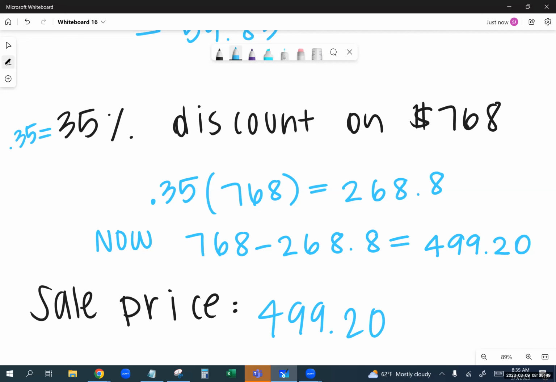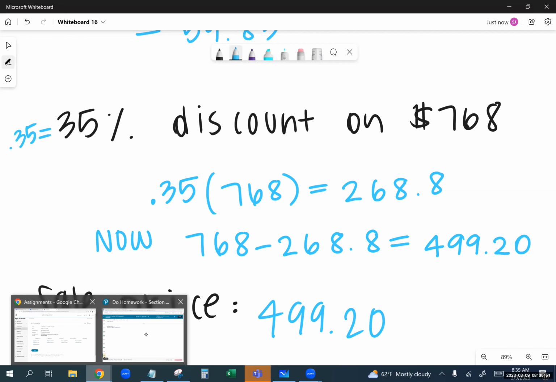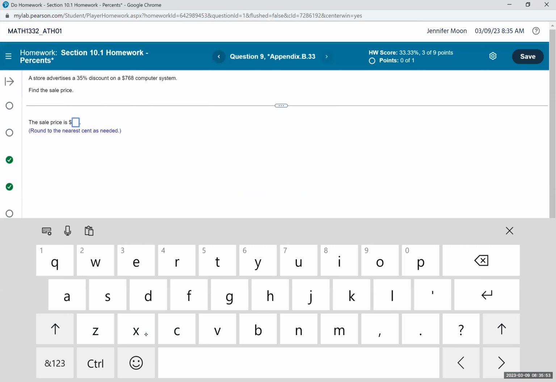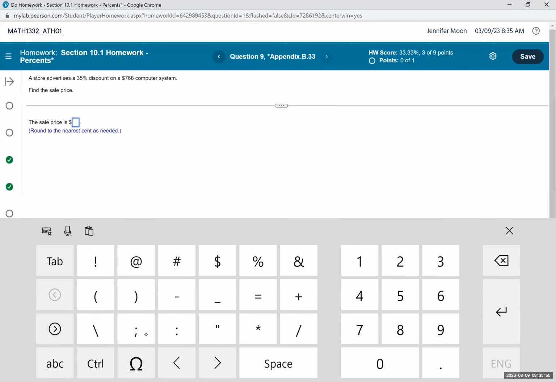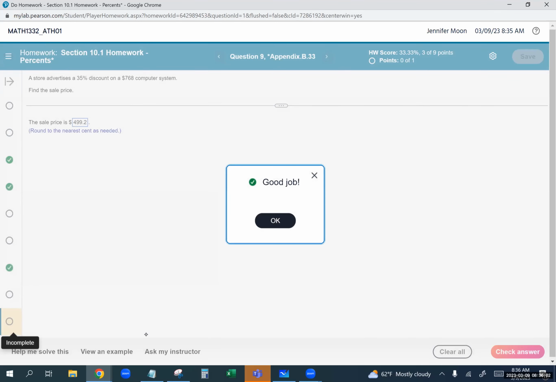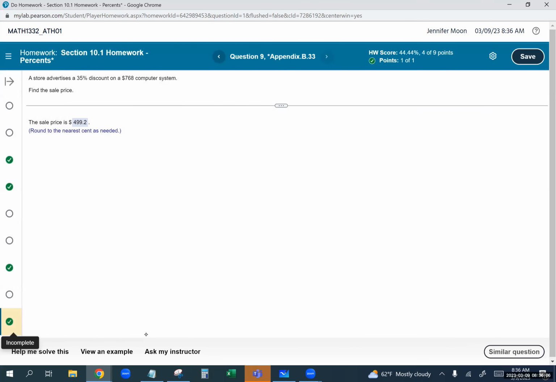So 499.20. So do the same thing we did, figure out what the percent is of that, and then subtract it. And I'm gonna do it without the zero at the end, because I don't think it matters, because it really doesn't. Even though it's telling you to round to the nearest cent, I was curious. Okay, so if you have questions about 10.1, y'all just let me know, but that's technically it.